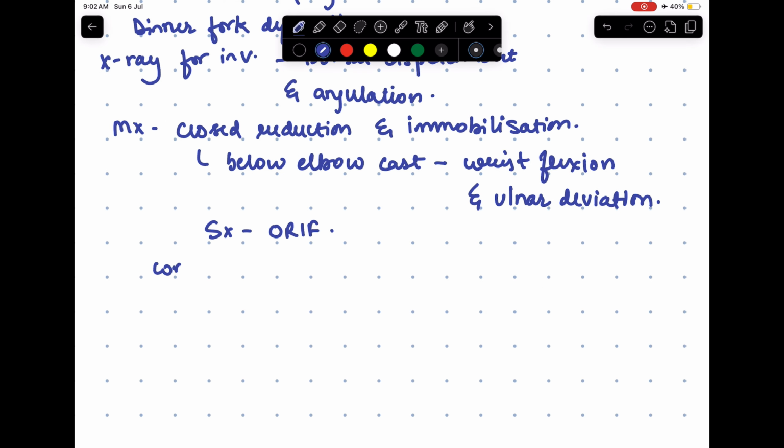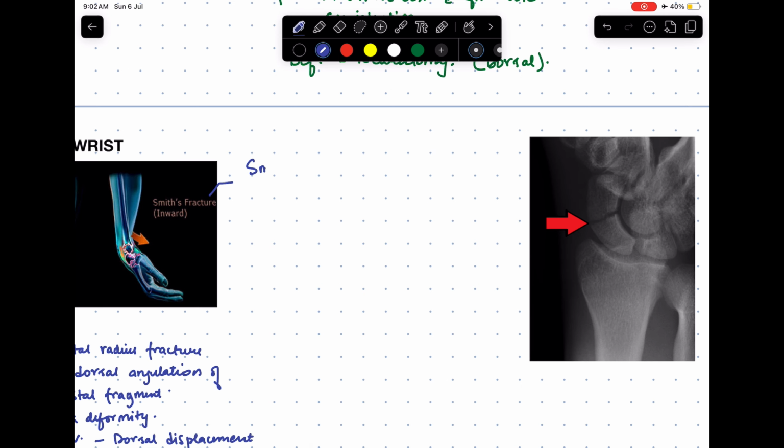Now the complications can be median nerve injury, it could be stiffness, or it could be malunion. Next is Smith fracture. So there is a distal radius fracture with volar displacement of the fragment that is fractured. And the mechanism of injury is similar, but in this scenario, it would be a flexed wrist rather than an extended wrist. Now the clue for Smith fracture is you'll be able to see a garden spade deformity.